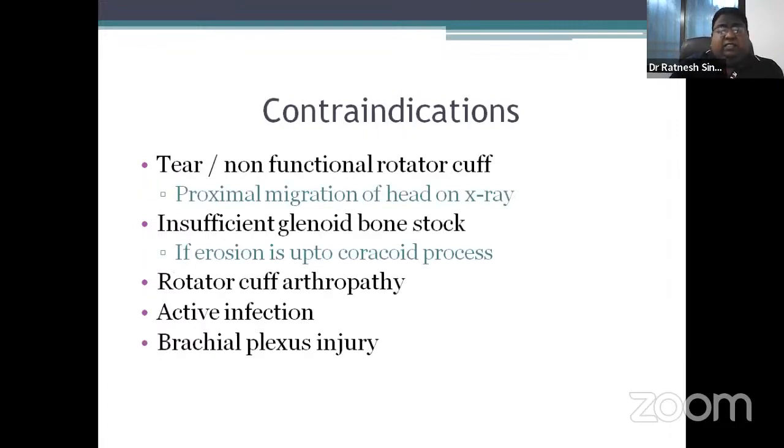What are the contraindications? Contraindications are a torn or non-functional rotator cuff. Like if you see proximal migration of the head on the X-ray, you should go for reverse shoulder arthroplasty rather than total shoulder arthroplasty. Insufficient glenoid bone stock: if you see erosion of the glenoid up to the coracoid process on the AP X-ray, it is a contraindication for total shoulder arthroplasty. Rotator cuff arthropathy is also a contraindication where you have to go for reverse shoulder. Active infection and brachial plexus injuries are contraindications where you have to wait for it to heal or recover.